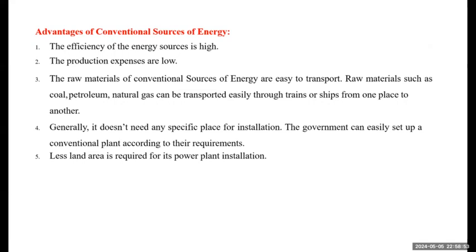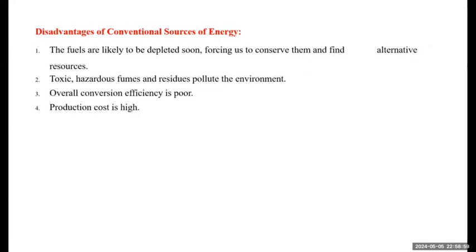Now we have discussed the advantages of conventional sources of energy. So let us move on to the disadvantages of conventional sources of energy. There are a few disadvantages. To list a few, the fuels are likely to be depleted soon, forcing us to conserve them and find alternative resources. Toxic, hazardous fumes and residues pollute the environment. Overall conversion efficiency is very poor. Production cost is also high.